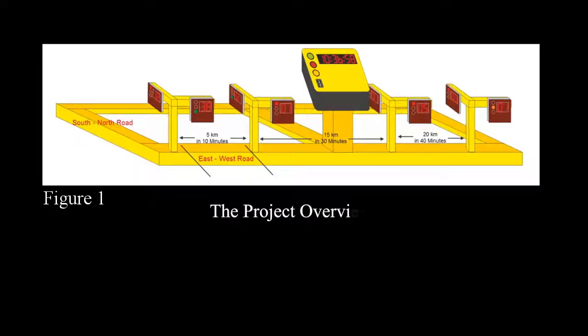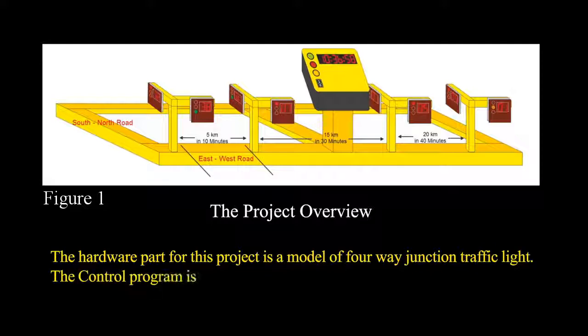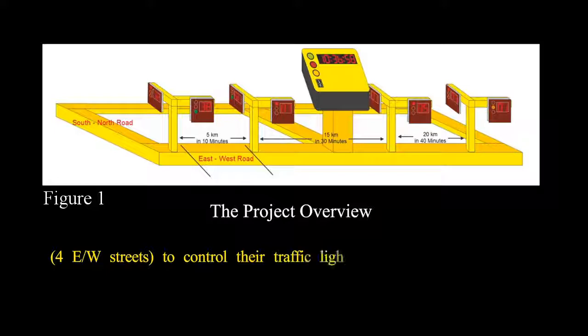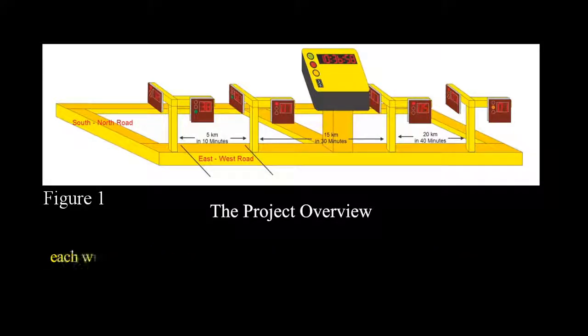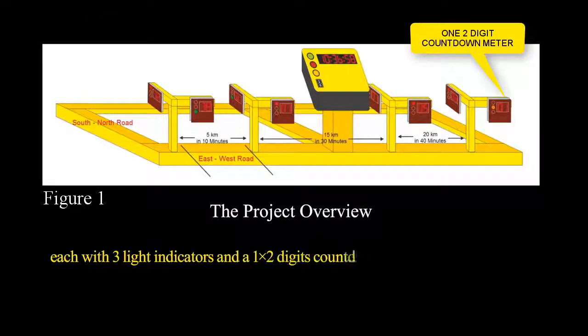The project overview. The hardware part for this project is a model of a four-way junction traffic light. The control program is developed for a main street, south-north, with four intersections, and four east-west streets to control their traffic lights. At locations where each secondary east-west road intersects the main one, I have two traffic light boxes, each with three light indicators and a 1-2 digit countdown meter.